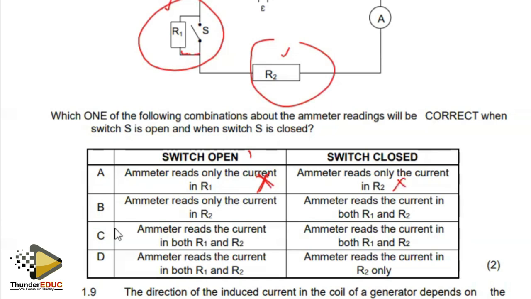So this 7 is also wrong. Ammeter reads only the current in R2. That is wrong also because it's both. Ammeter reads the current in both R1 and R2, which is the correct statement.